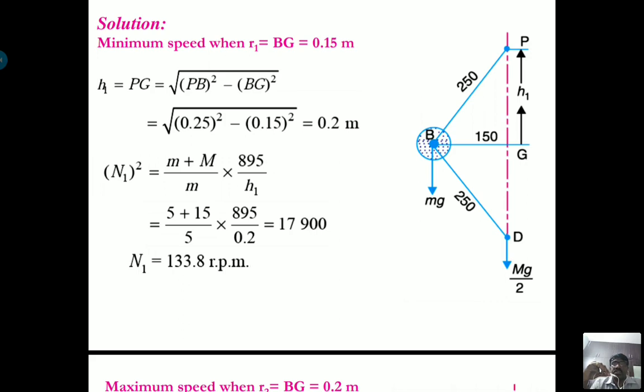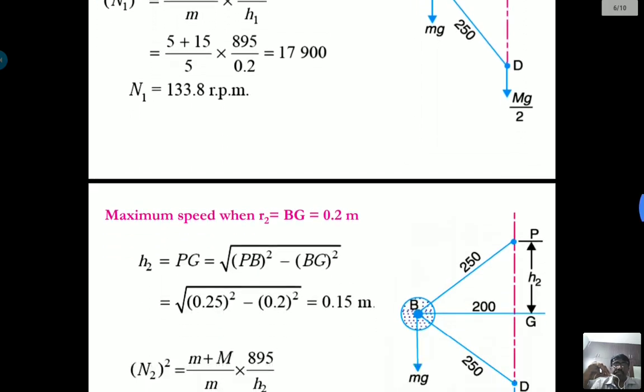So if you substitute this value in the N square equation, you can substitute small m value, capital M value and h1 value. You will get the n1 square value as 17,900 and the n1 value is the square root of that n1 square value, which is equal to 133.8 rpm.